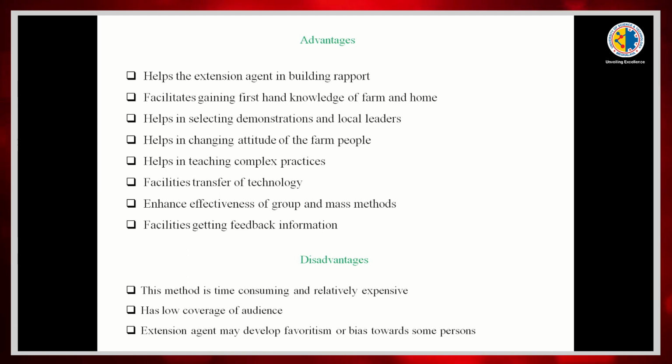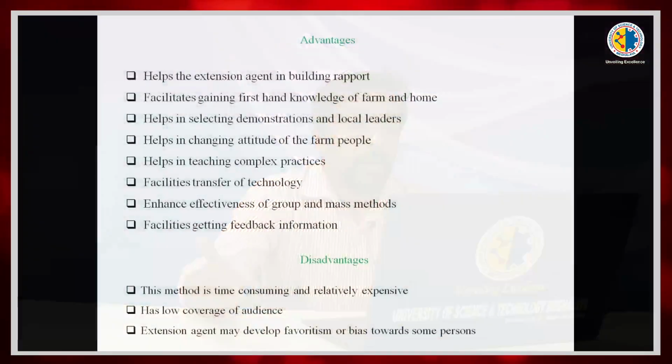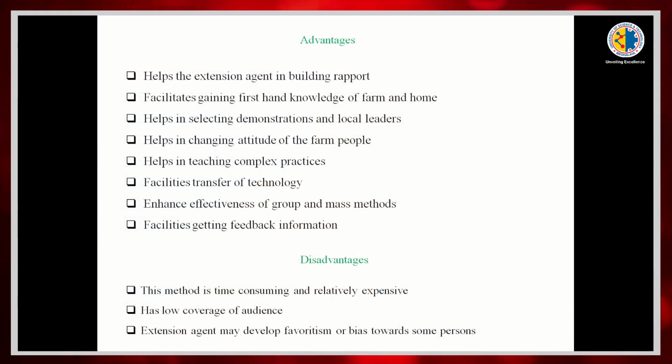Helps in changing the attitude of the farm people. This is very important. We have to change their attitude, we have to change their mind from traditional to modern. Okay. Then helps in teaching complex practices. Then transfer of technology from traditional to modern technologies. Enhances effectiveness of group and mass method, and last is feedback. Feedback is very important, to get feedback information from their end.